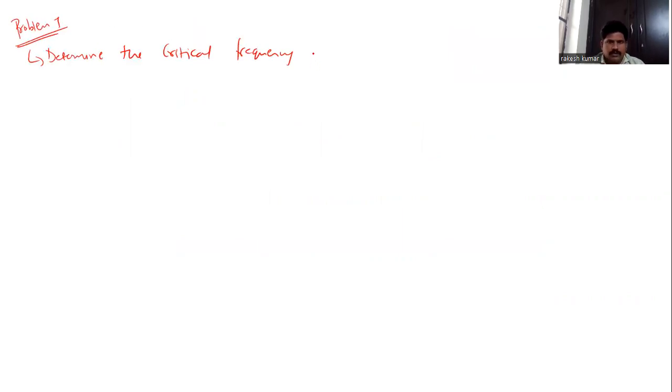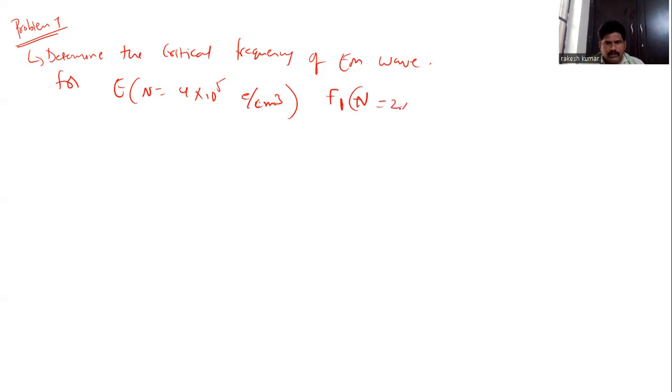Determine the critical frequency of an electromagnetic wave for the E layer, where the electron density n is equal to 4 into 10 to the power of 5 electrons per centimeter cube, and for the F1 layer the value of n is 2 into 10 to the power of 6 electrons per centimeter cube, and similarly for the F2 layer the value of n is 3.5 into 10 to the power of 6 electrons per centimeter cube. Okay, so this is the problem.